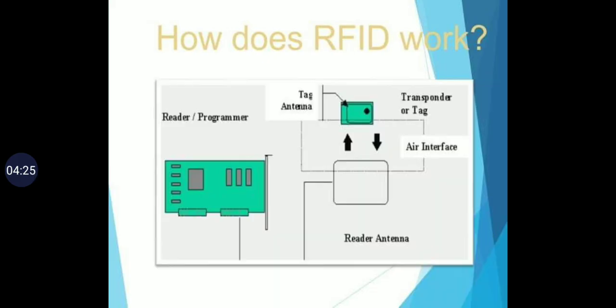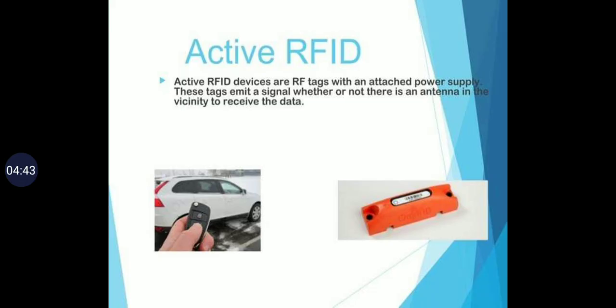So this is a diagram. The reader will have an operating system and programs installed in it, and then using the antenna, data is collected from the tag and processed inside the processor. So this is an active RFID. For example, a car remote control, if you want to close and open the door, we are using it. Active RFID devices are RFID tags with an attached power supply. These tags emit a signal whether or not there is an antenna in the vicinity to receive the data. So direct line of sight is not needed.